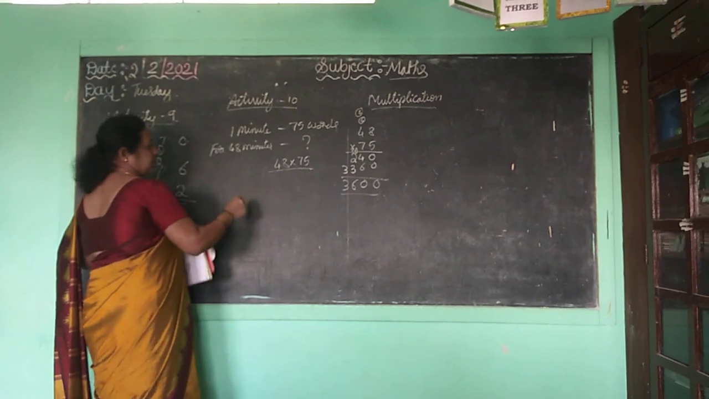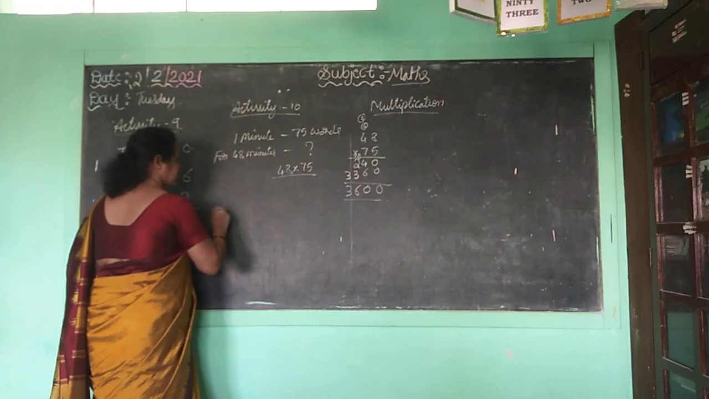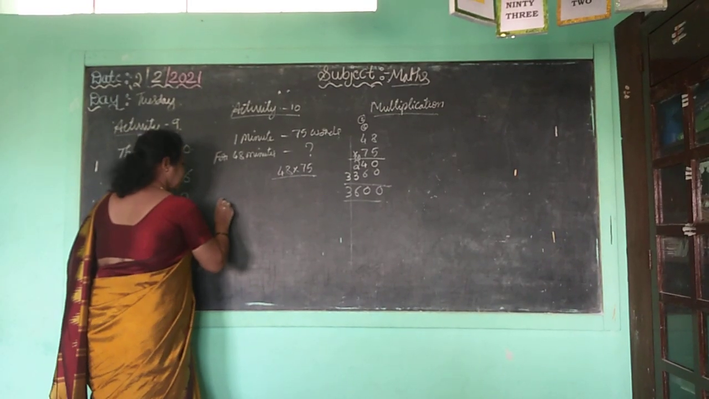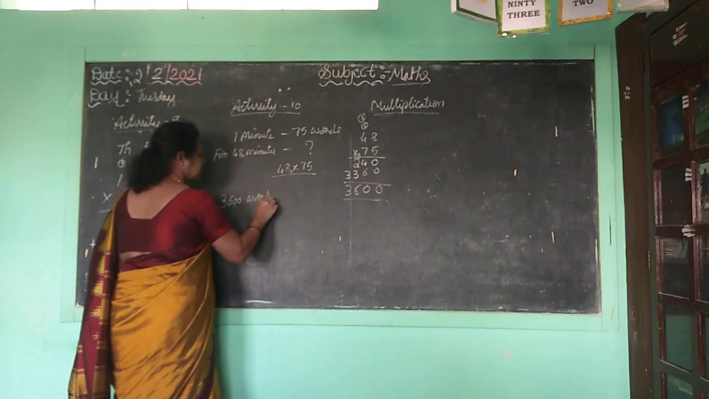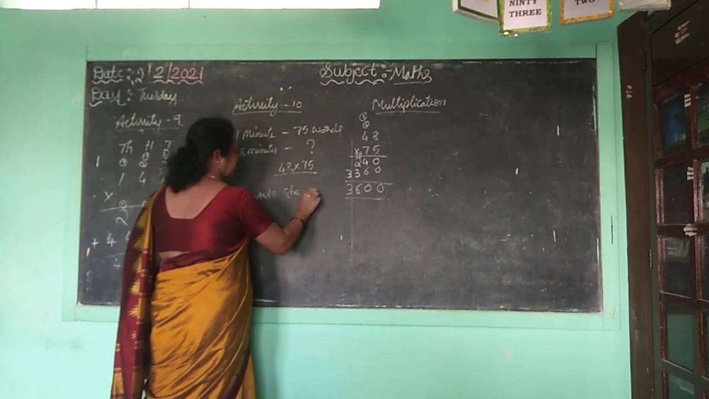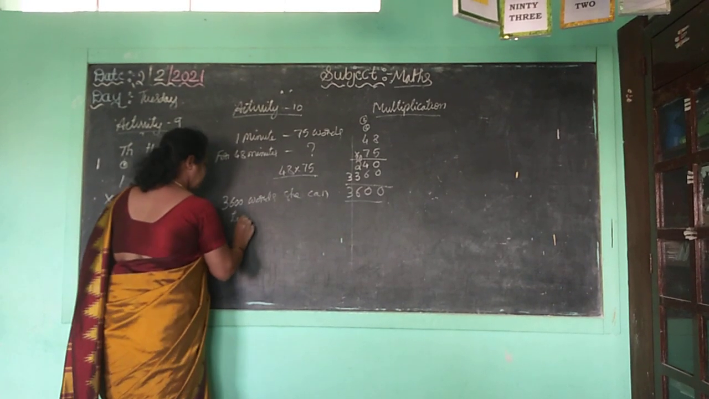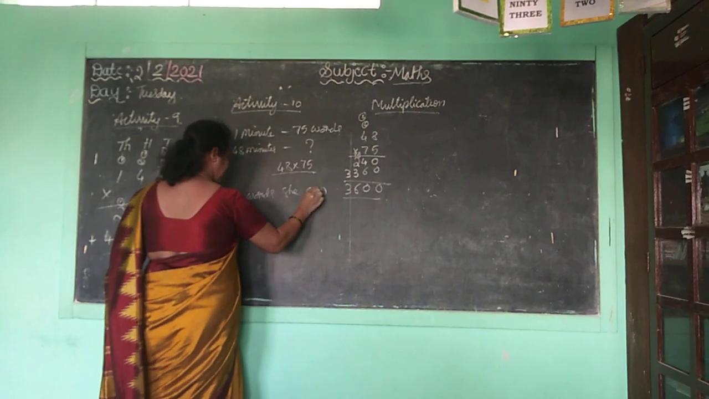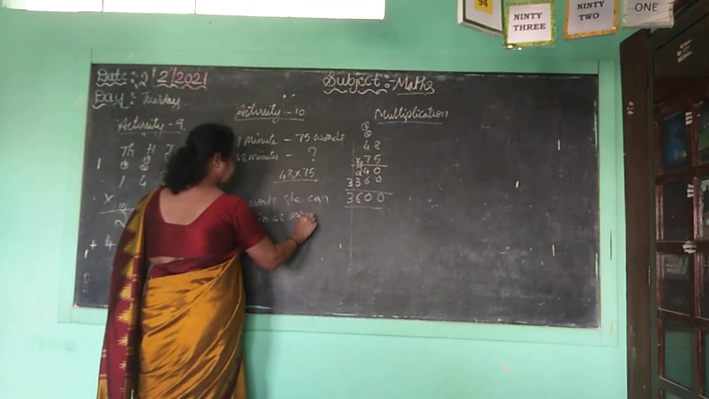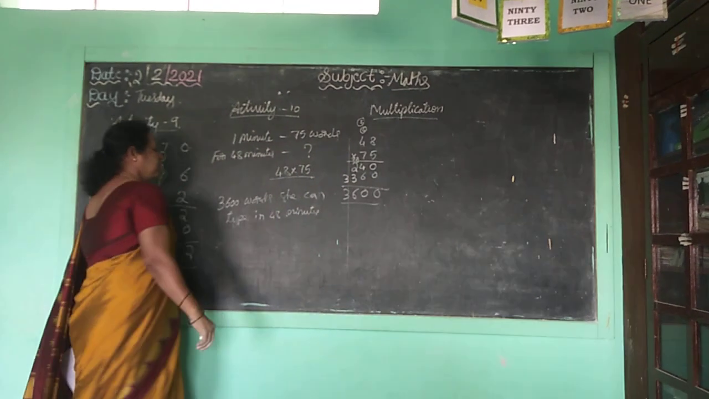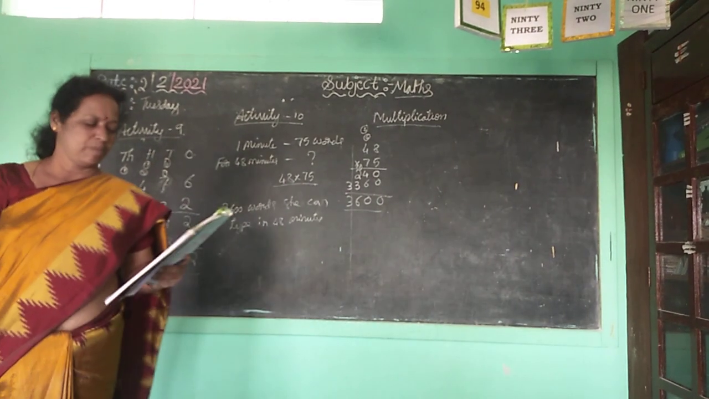She can type 3600 words in 48 minutes. How many words can she type? 3600 words she can type in 48 minutes.